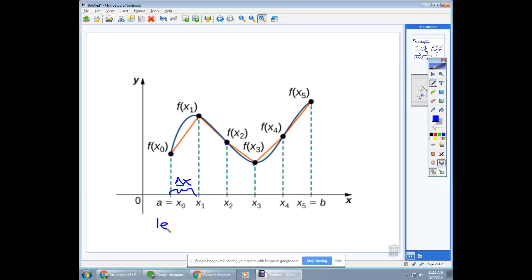So if we just let delta x get smaller, then we'll have more intervals, right? So n gets bigger, n being the number of segments I have here. Then we're going to get closer and closer and closer to the actual arc length.